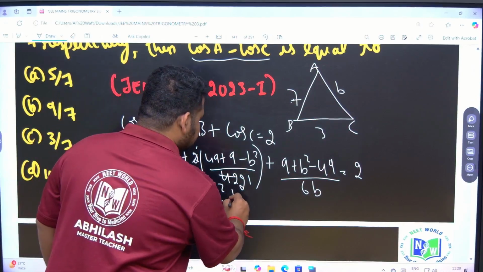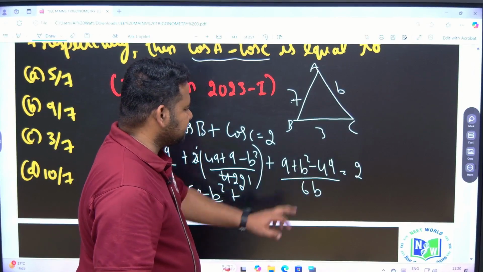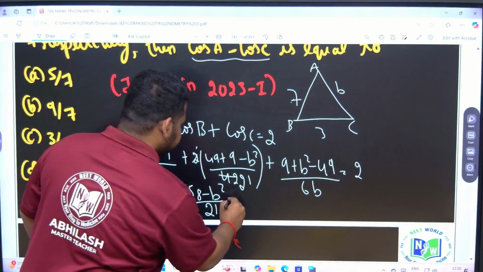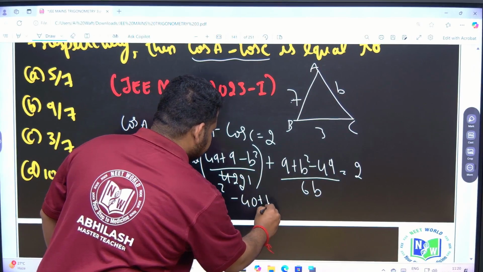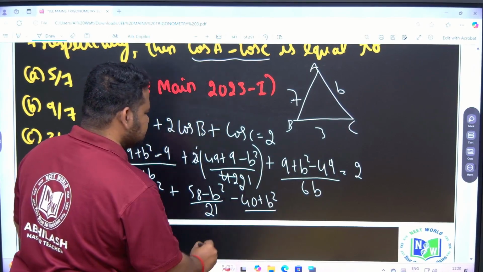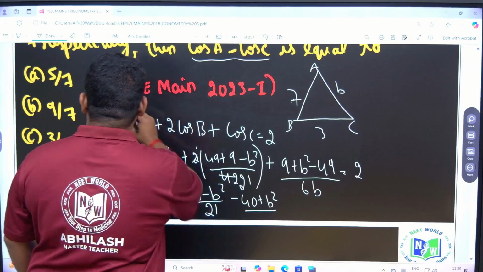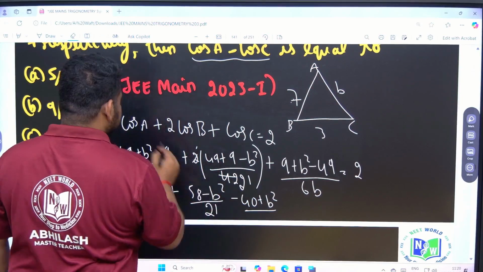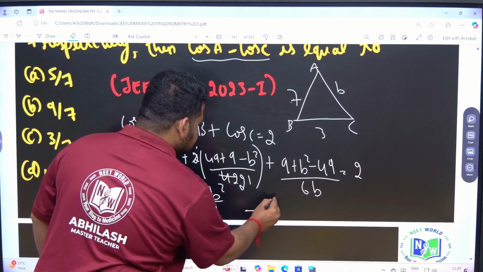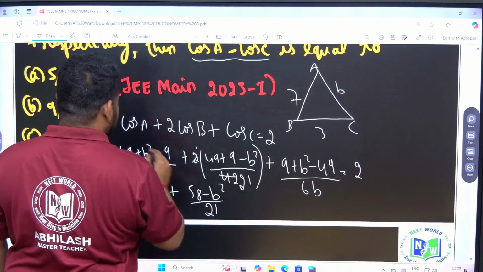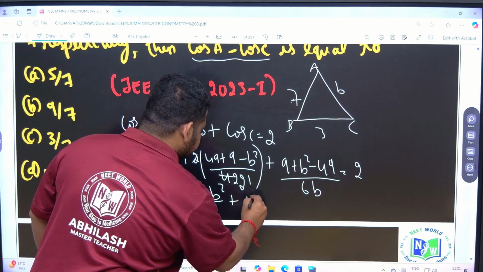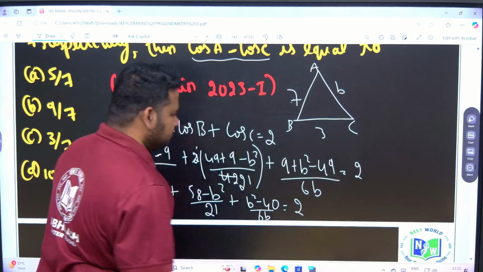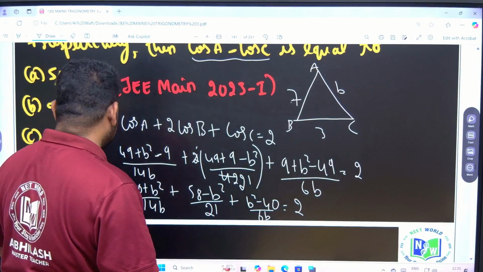Right. Now 9 minus 49 is nothing but minus 40, plus b square. I can write this as plus b square minus 40, divided by 6b, is equal to 2. Now we have to find out the value of b.